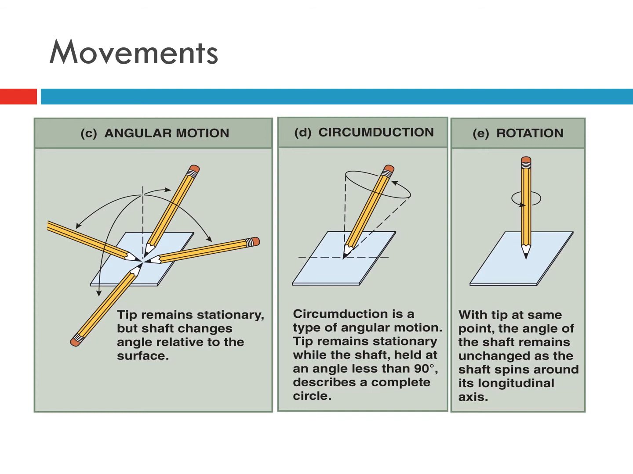Rotation, you would hold your arm straight out, but not move your arm and just turn your palm down and then turn your palm up. And so you're rotating around this one axis, but you're not moving the position of your arm in relation to the position of your body. So hopefully that helps you a little bit better understand the difference between circumduction and rotation.